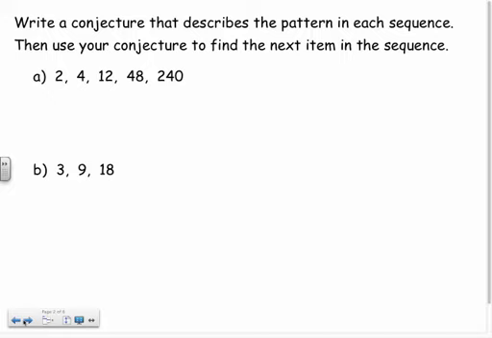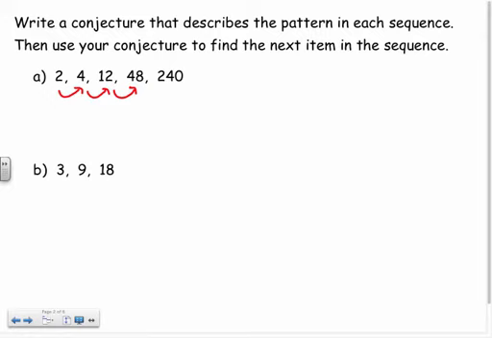So if I look at A here, well, let's try to find a pattern. I'm going from 2 to 4, then 4 to 12. Well, I added by a lot more there, didn't I? 12 to 48. So I'm jumping up pretty quick. So there's no adding pattern. So maybe let's see if there's a multiplying pattern.